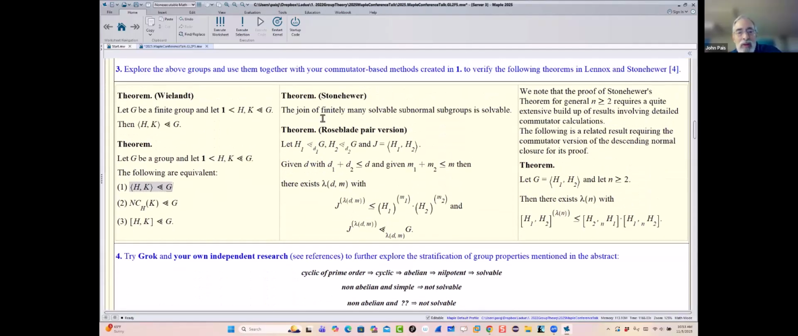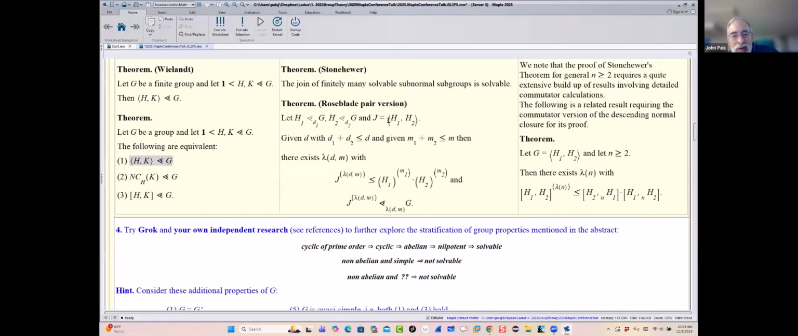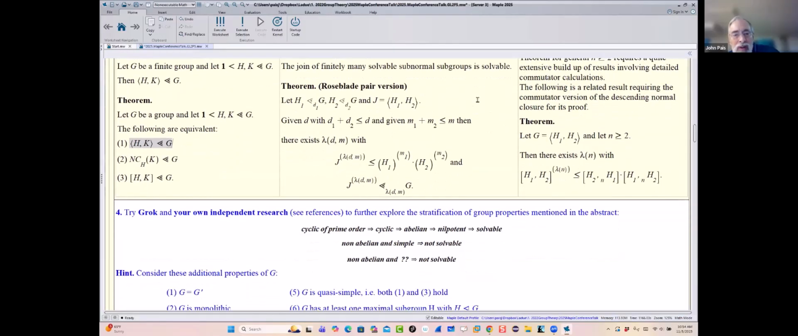Let me just say one thing about this Stonehewer theorem. This is a very deep theorem for all groups. It says essentially that the join of finitely many solvable subnormal subgroups is solvable. And this is a version of it with just a pair of subgroups. Basically what it does is it takes the join and creates a function that is bounded by the product of the two subgroups, using their solvability sequences.